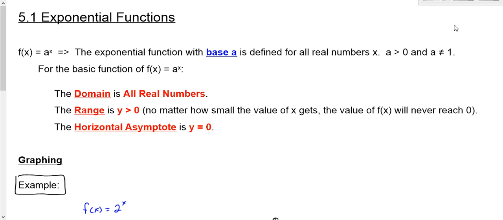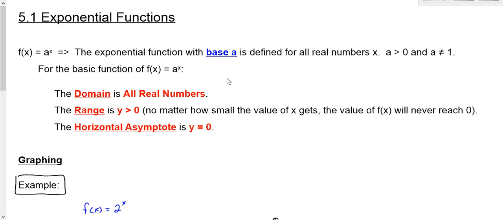This is 5.1 exponential functions. The exponential function is f of x equals a to the x, where the exponential function with base a is defined for all real numbers x, and a has to be greater than 0 and not equal to 1.